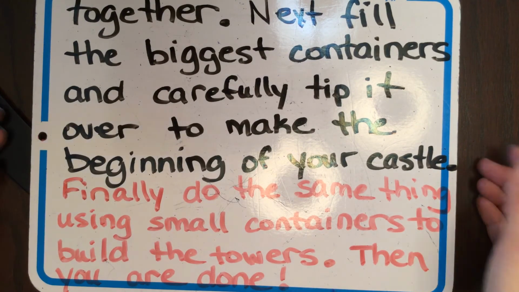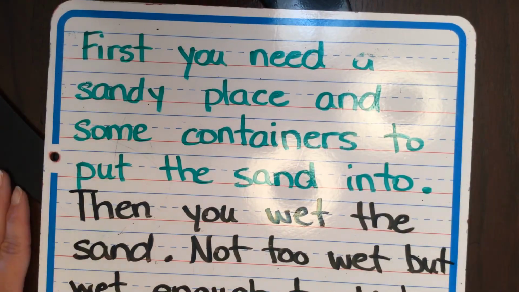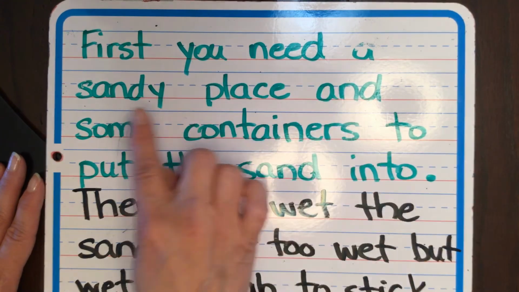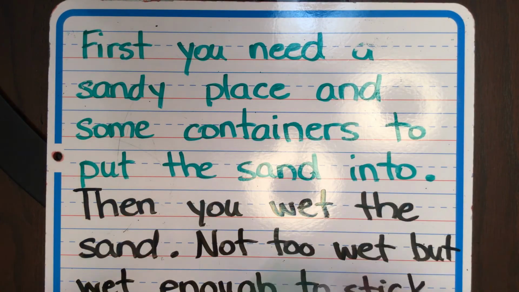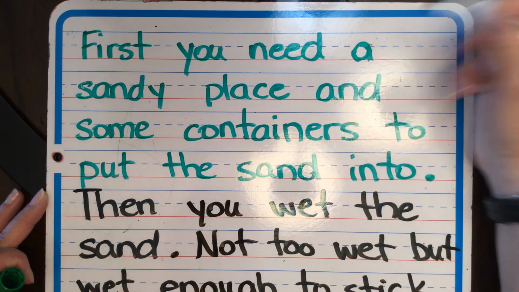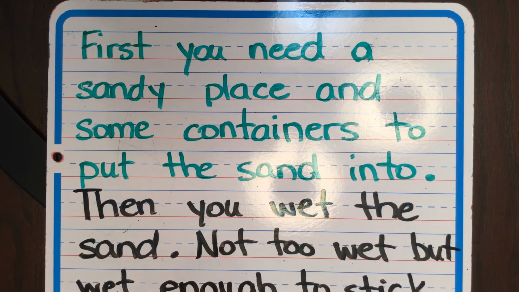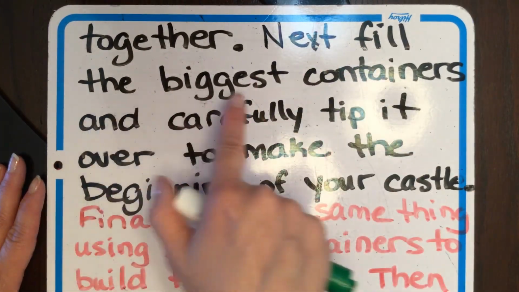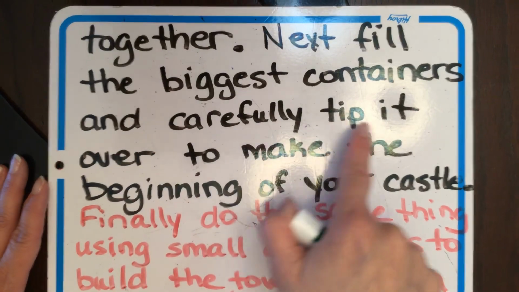You might add more steps or less steps, more details or fewer details, depending on what your sandcastle is going to look like. But I have first, then, next, and finally. So I have 4 nice detailed sentences. First, you need a sandy place and some containers to put the sand into. My A got a bit smushed there, so I'm just going to go ahead and fix it. Then you wet the sand, not too wet, but wet enough to stick together. Next, fill the biggest containers and carefully tip it.